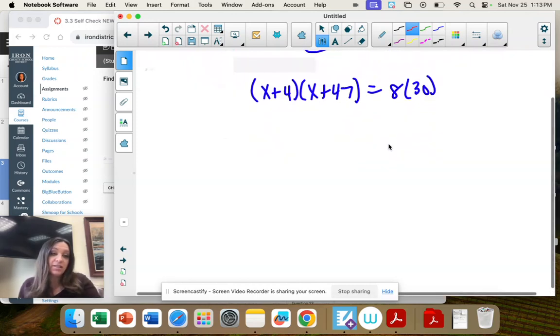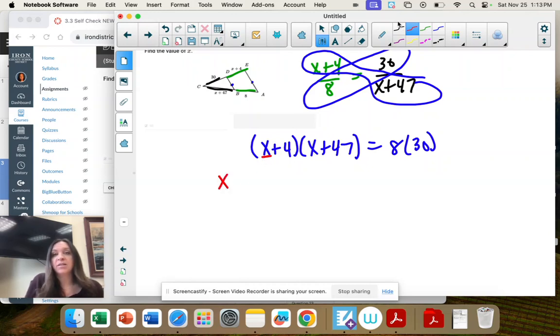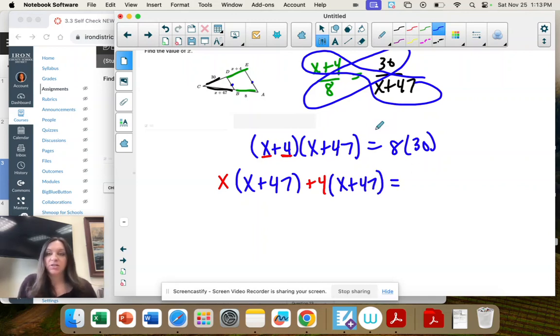Okay, so this takes us back to last quarter where we have to multiply two binomials. So we have two terms multiplied by another set of two terms. So what we do is we take x and we times it by the whole second binomial, x plus 47, plus 4, and we times it by the whole second one, equals 8 times 30, which is 240.